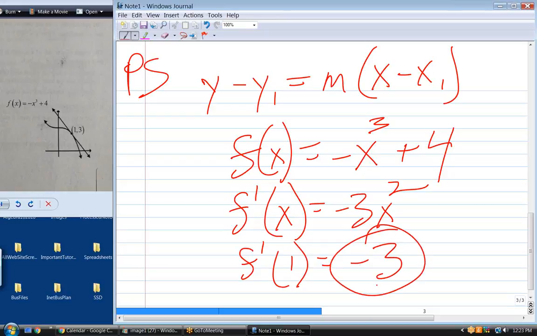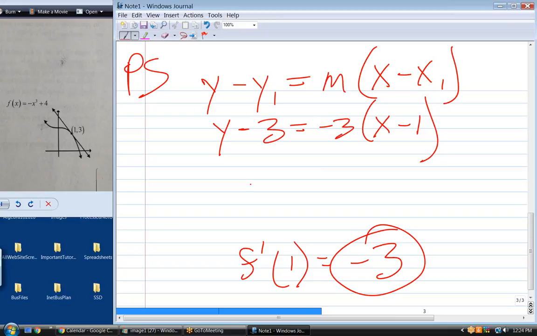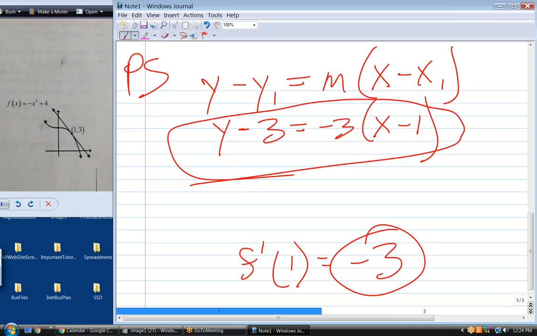So that's the slope. That's our m. So let's go back up here. Let me erase some of this. We don't need this anymore. So the equation of this tangent line is going to be what? Y minus 3 equals negative 3 times x minus 1. And that's good. We don't have to simplify that. They didn't say put it in slope-intercept format. They just said give us the equation of the tangent line. There it is in point-slope format.